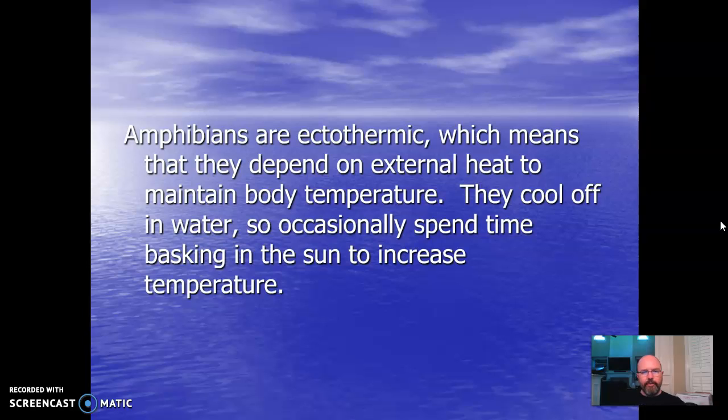Amphibians are ectothermic. So ecto, outside, therm, temperature, ectothermic. That means they depend on external heat to maintain their body temperature. They cool off when they're in water. The water absorbs a great deal of their body heat, so a lot of times you'll see amphibians basking in the sun. Basking just means they lay out in the warm sunlight and they use that to increase their body temperature. So rather than relying on food that they're burning to get body temperature up, they will use the sunlight energy to do the same thing.